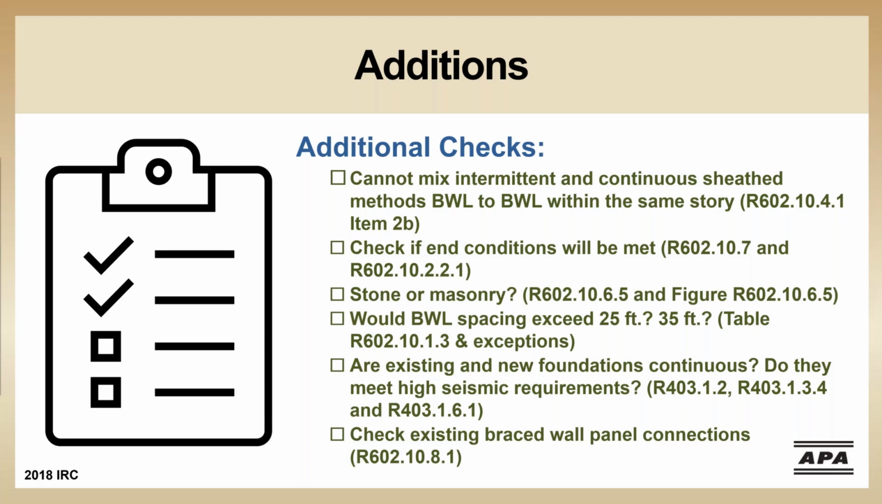You also cannot mix intermittent methods within a braced wall line. That said, if you're adding continuous sheathing methods to an existing intermittent method wall line, the local building code official might find that increasing the bracing method to continuous sheathing is acceptable. The rest of the list in this slide is self-explanatory, and we've previously reviewed them.